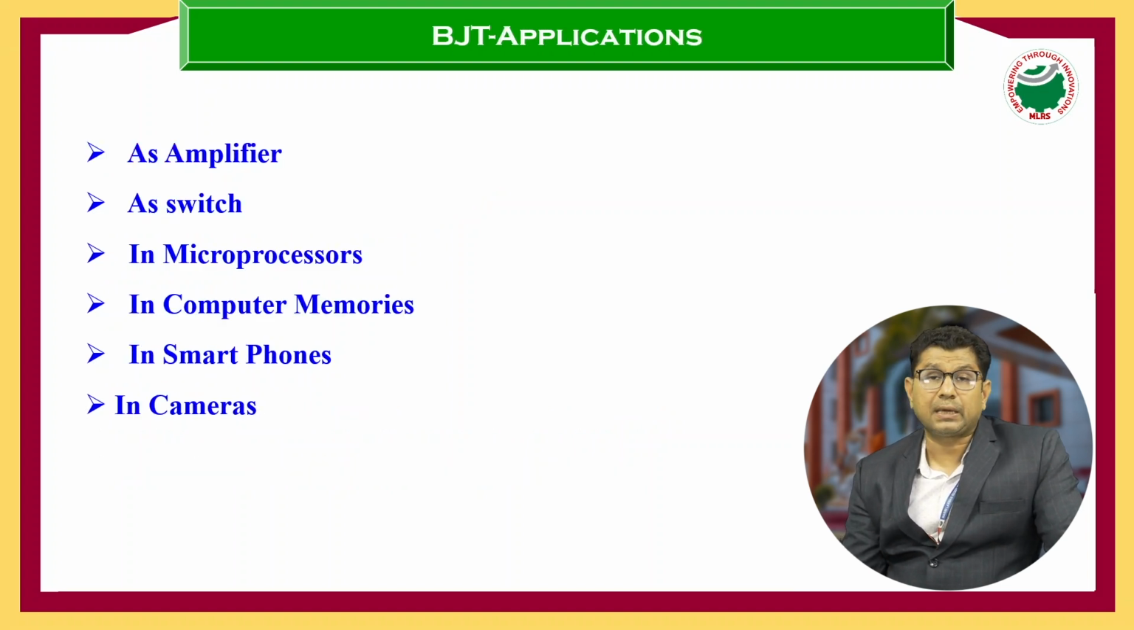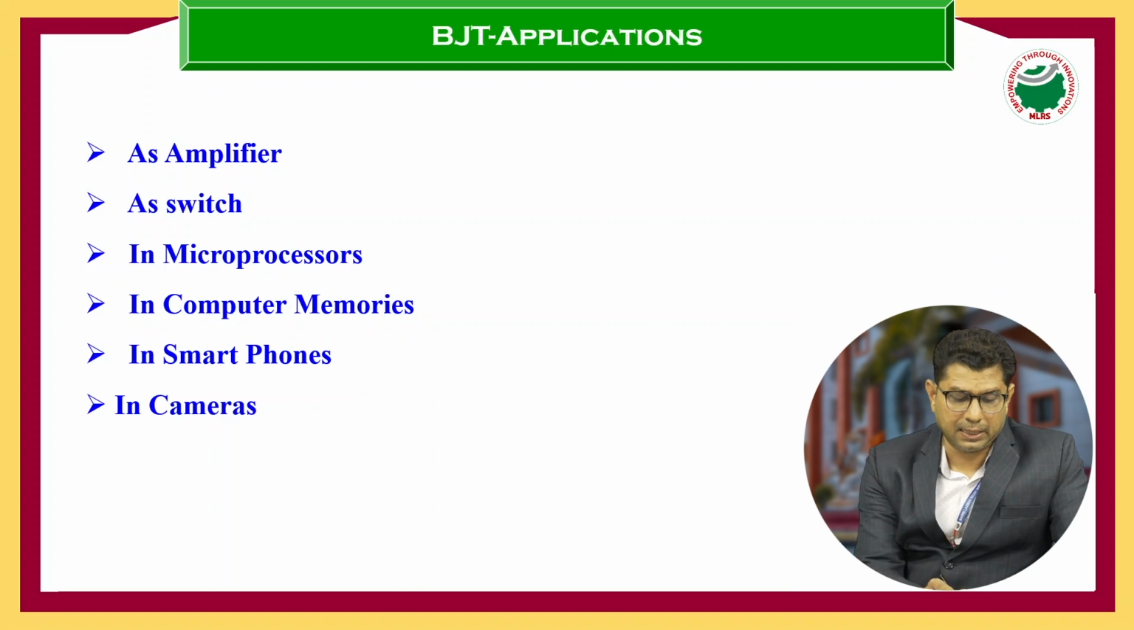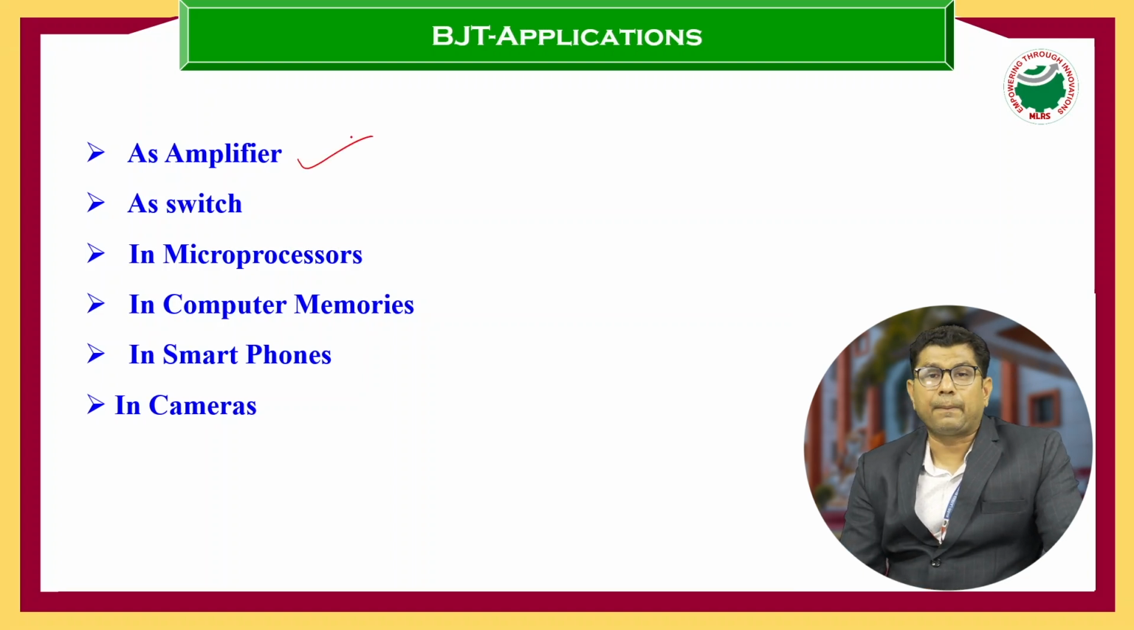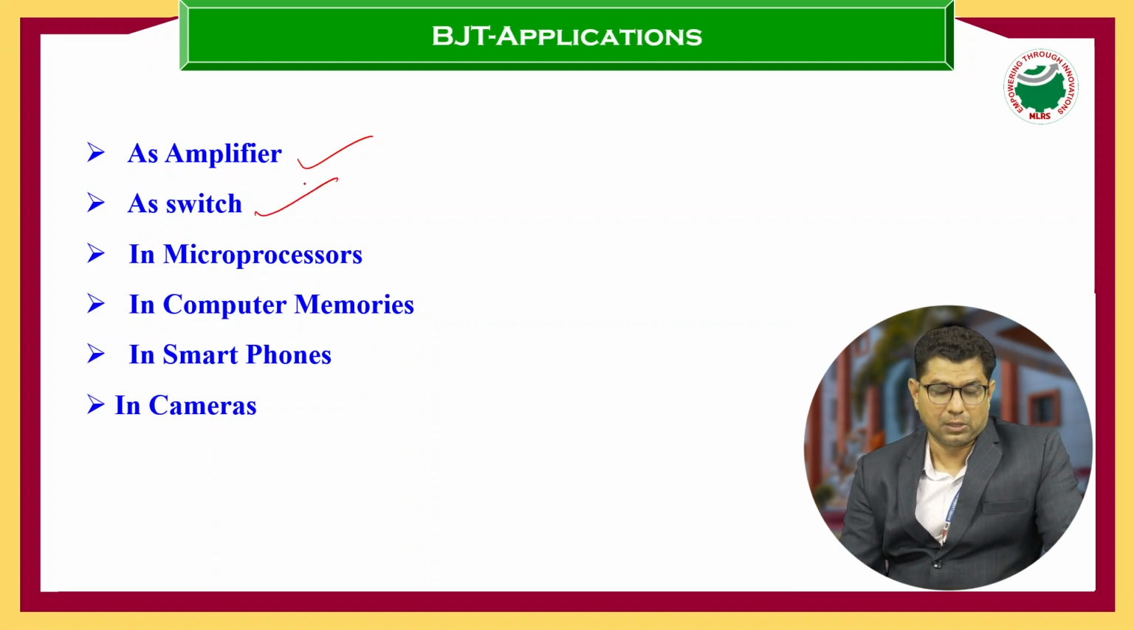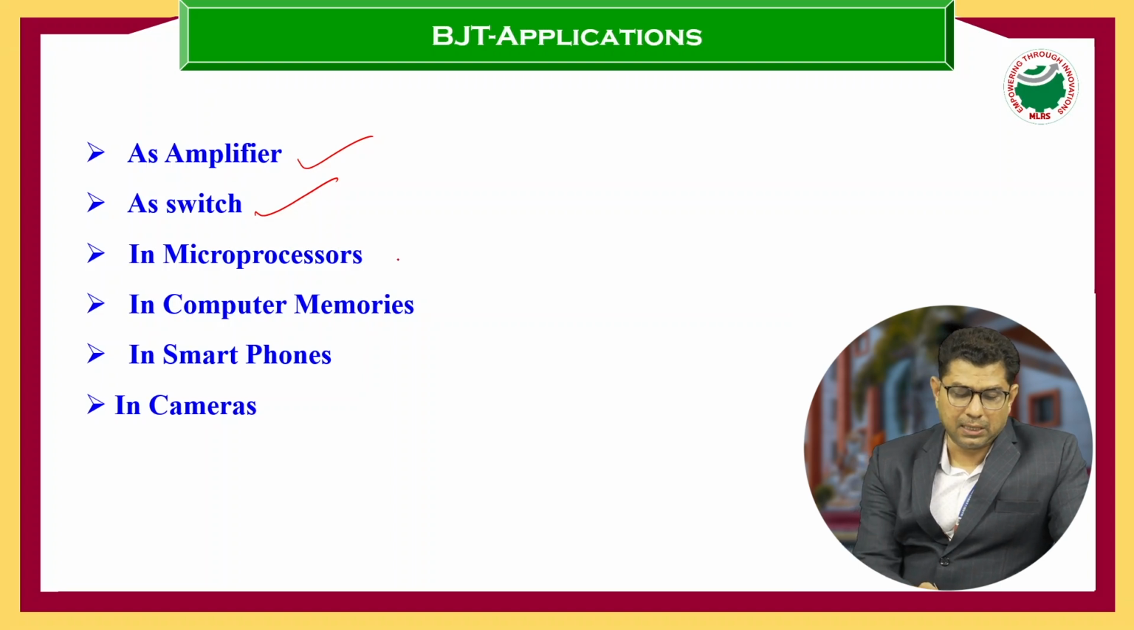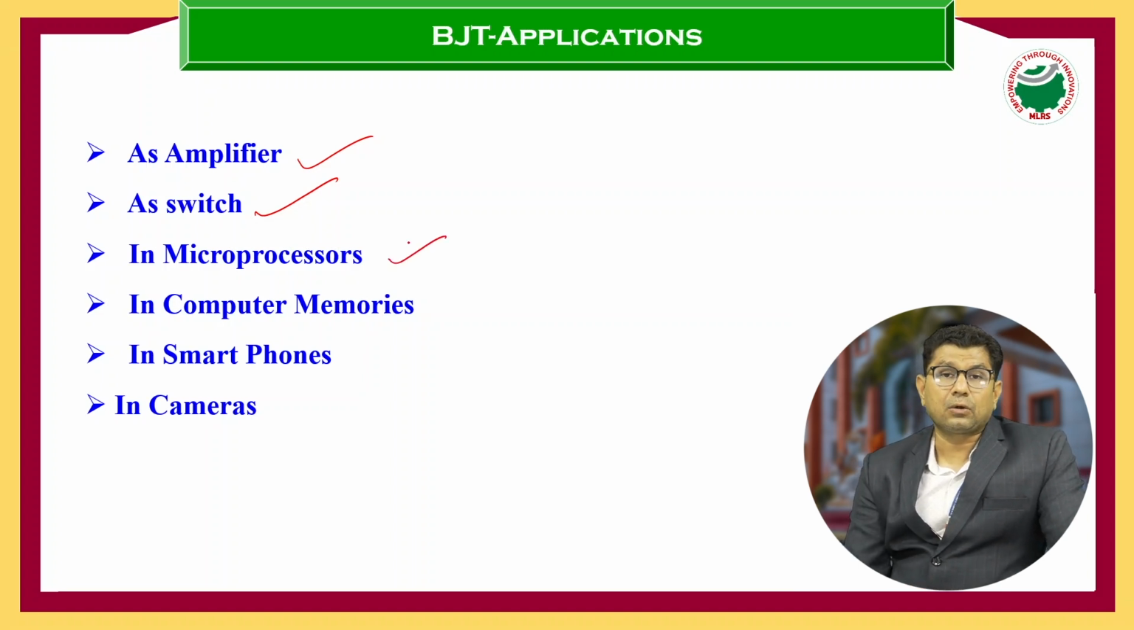What are the applications of this BJT? A BJT can be used as an amplifier to increase the strength of a weak signal or to decrease a strong signal, so you can amplify the signal. It can also be used in switching circuits, where we can use it as a switch. This BJT we will also use in microprocessors and in computer memories.